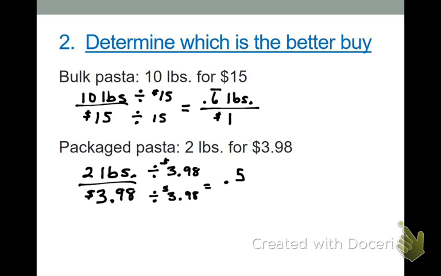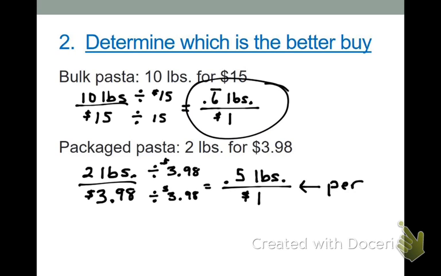So what's the full answer? 0.5 pounds per dollar. Whenever you're doing that, the main thing is this little fraction bar right there, that's the thing that says the word per. So, up here, I am getting 0.6 repeating pounds for $1. Down here, I'm getting 0.5 pounds per dollar. What's the better buy? 0.6.